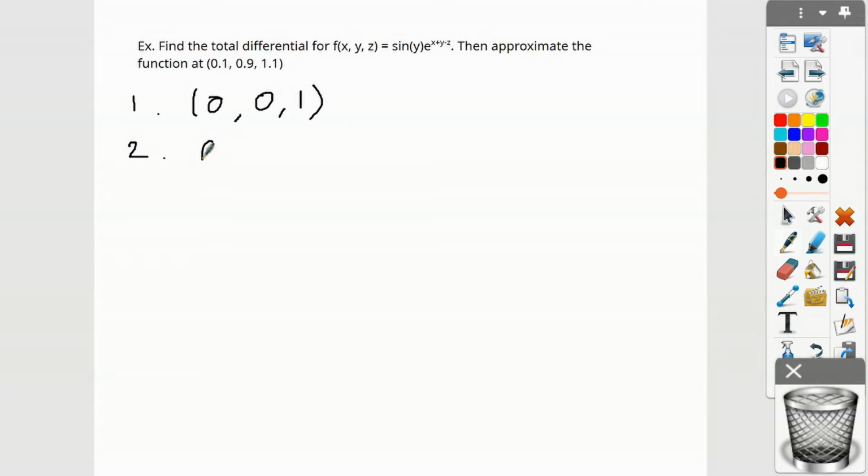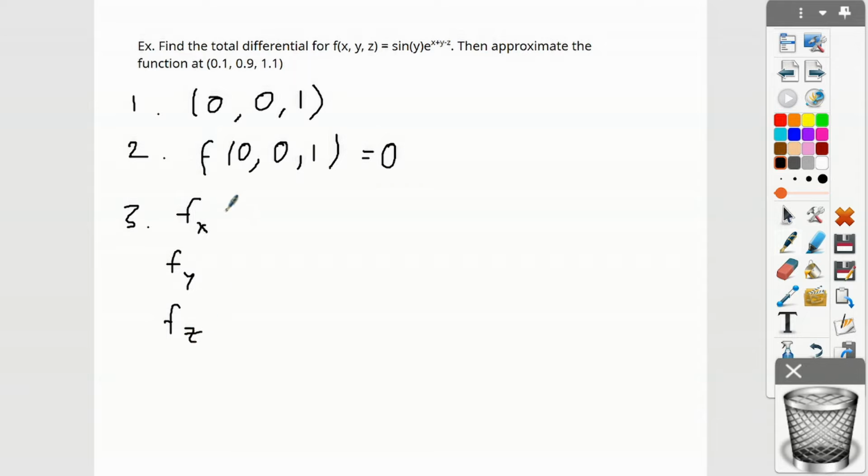So, step 2, I'm going to evaluate f of 0, 0, 1. I might be doing the steps out of order a little bit, but f of 0, 0, 1 is sine of 0, which is 0. Number 3, let's find f sub x, f sub y, and f sub z.